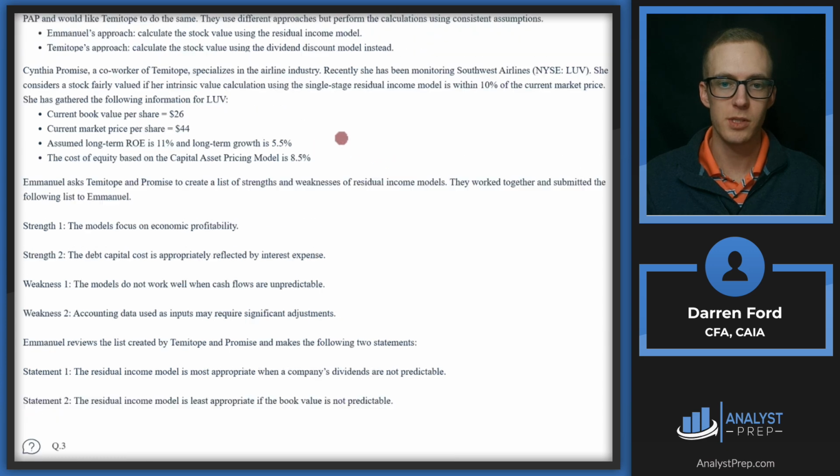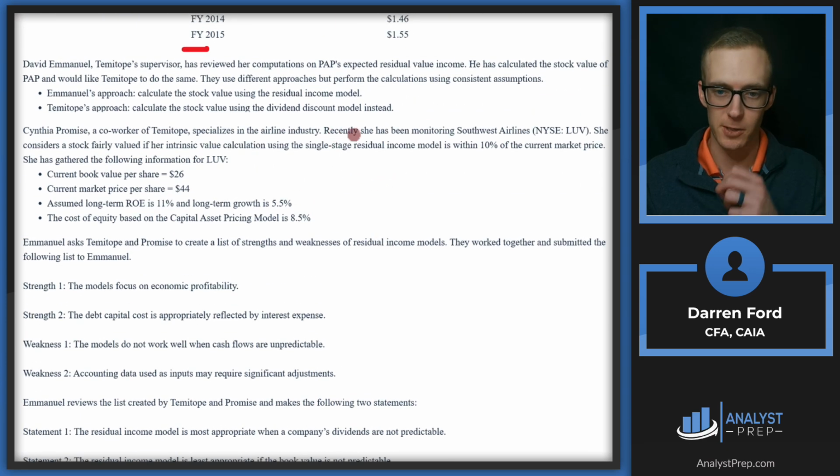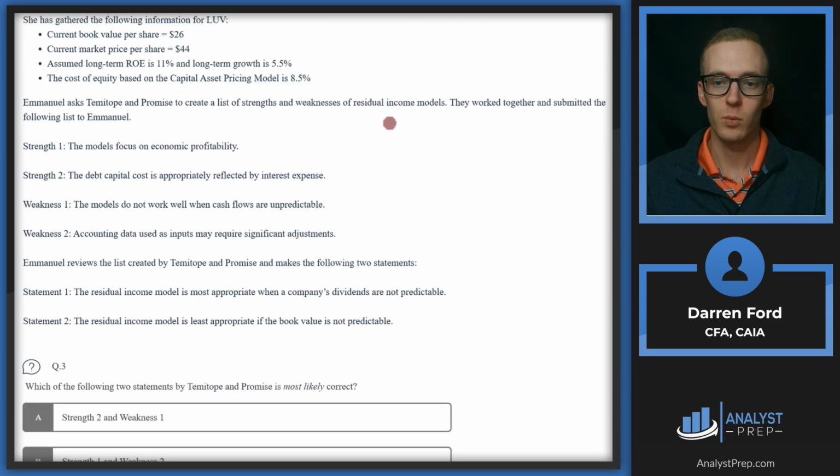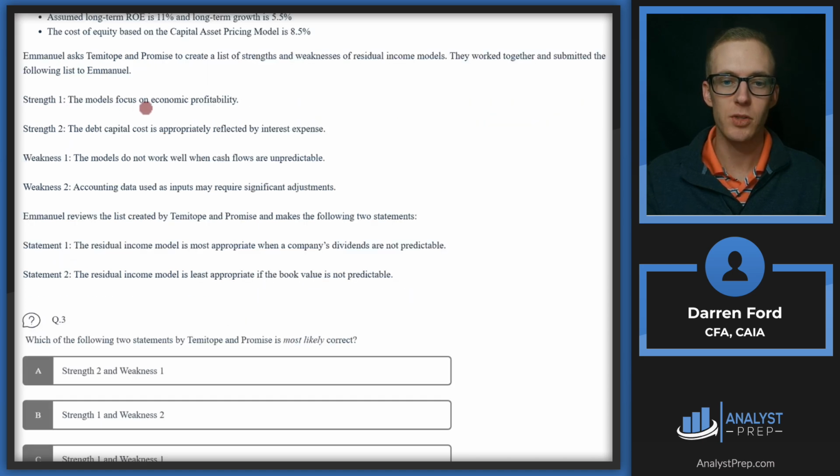Okay, so it looks like most of this information up here is not really going to be relevant to the question. We're just looking at strengths and weaknesses of the residual income model. They worked together and submitted the following list to Emanuel. So strength 1, the models focus on economic profitability.